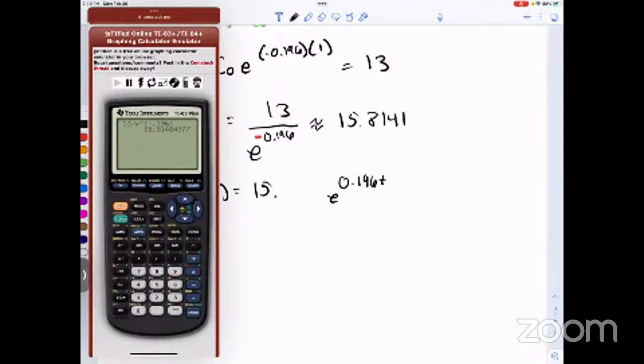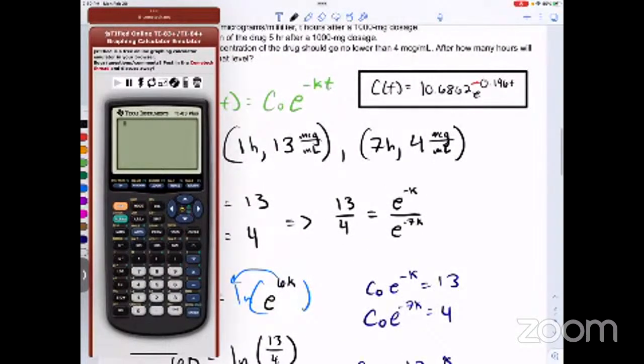Okay, so now let's see if this model works. Now we're going to test the model. So we get this 15.8141 e to the negative 0.196 x. Okay. So then let's test our 2 points. When x is 1, we should get 13 or something close to it. When x is 7, we should get something close to 4. Okay, that's better.